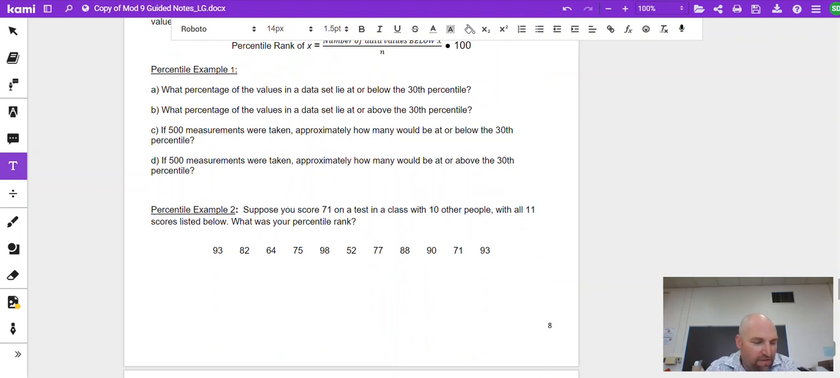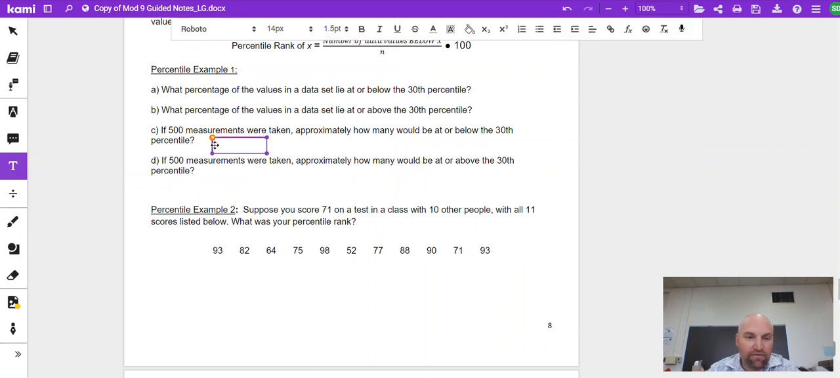So what percentage of the values in a data set lie below the 30th percentile? Well, that's easy. That's 30%. What percent of values lie above the 30th percentile? Well, think of 30 plus 70 makes 100, so 70th, all right? Or 70%. Now, if 500 measurements were taken, approximately how many would be at or below the 30th percentile?